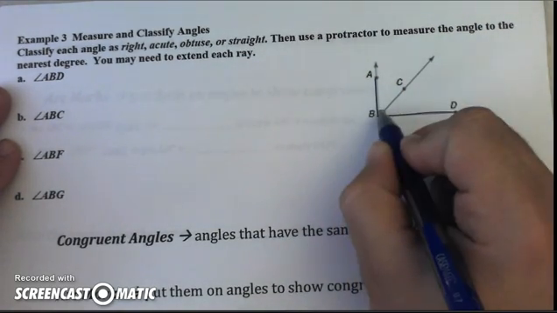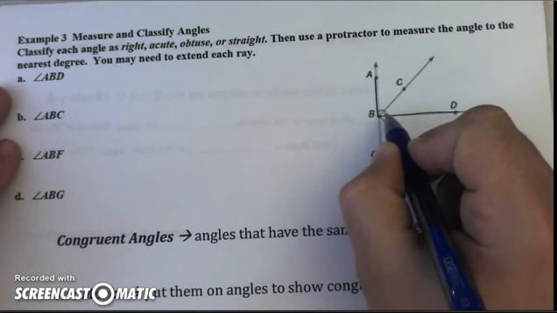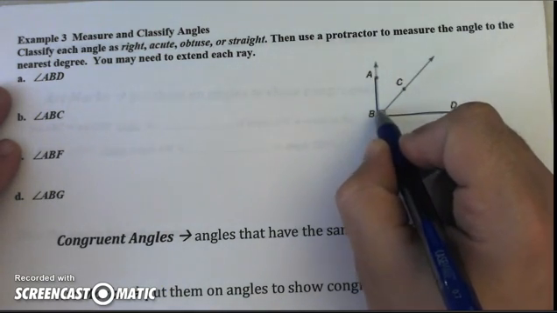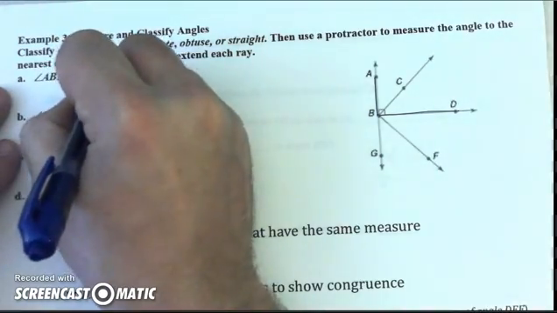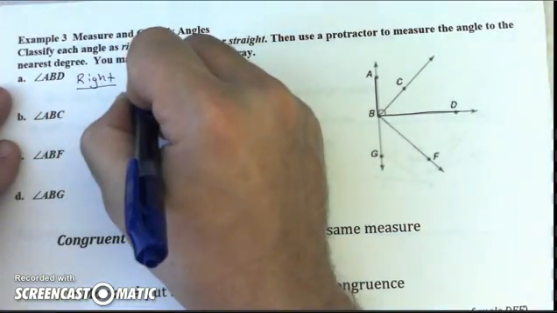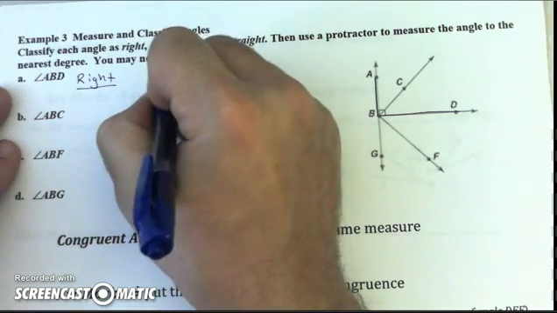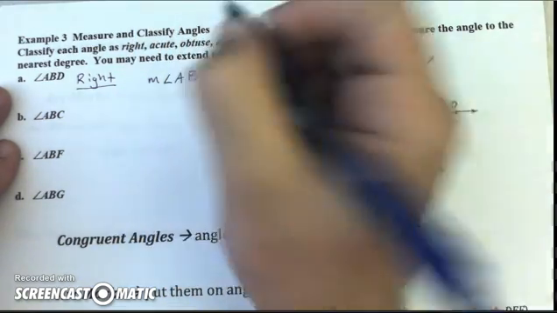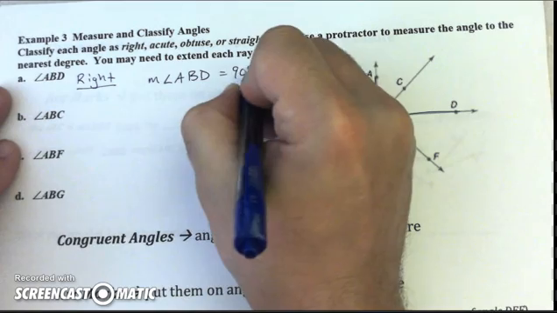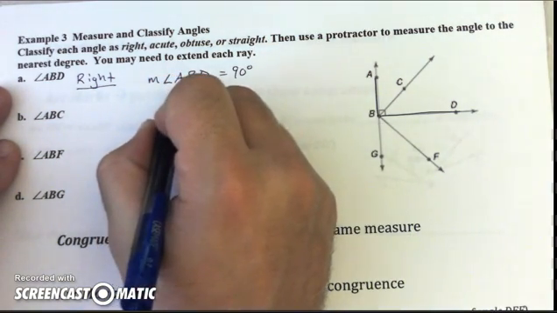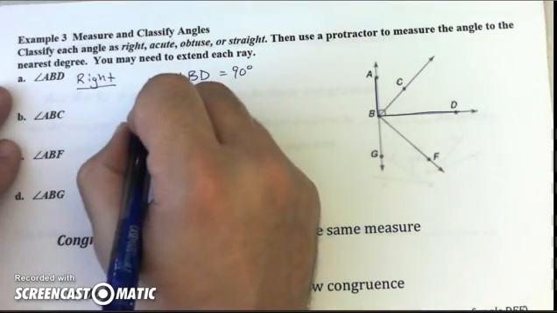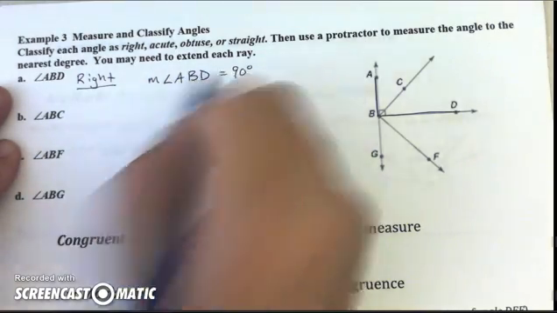forms this angle, and this little box in the corner makes it a right angle. Anytime we have a box in the corner like that, we automatically know it is a right angle, and the measure of angle ABD is equal to 90 degrees. Now notice how I wrote that. This M stands for the word measure, and then our angle symbol, and ABD. We would read this as the measure of angle ABD equals 90 degrees.